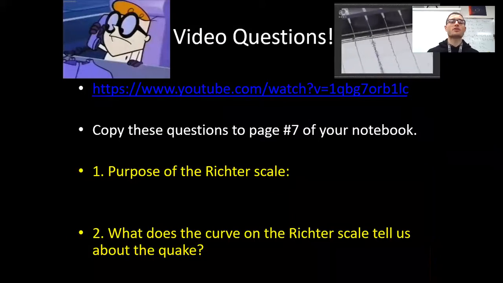And we are going to get to where we left off from yesterday. I need you guys on page 7 or 7B to write these two things down. Number 1, we're learning about earthquakes and a little bit of tsunami stuff today. What is the purpose of the Richter scale? You can see up here this machine. This is called a seismograph, which we learned about the other day. That's what's measuring those earthquakes. But how do we understand those measurements? So number 1, what's the purpose of the Richter scale? Number 2, what does the curve on the Richter scale tell us about the quake?